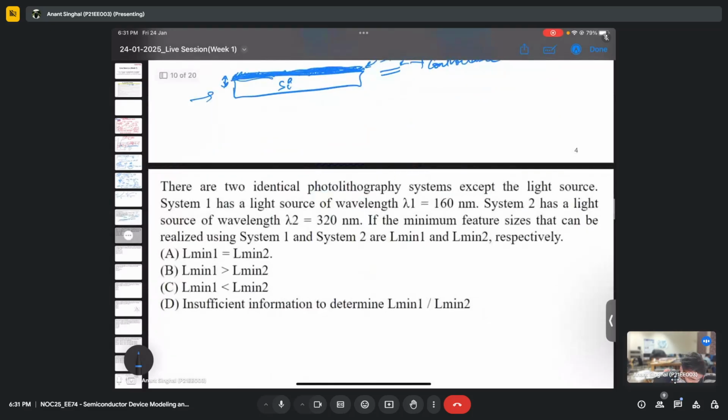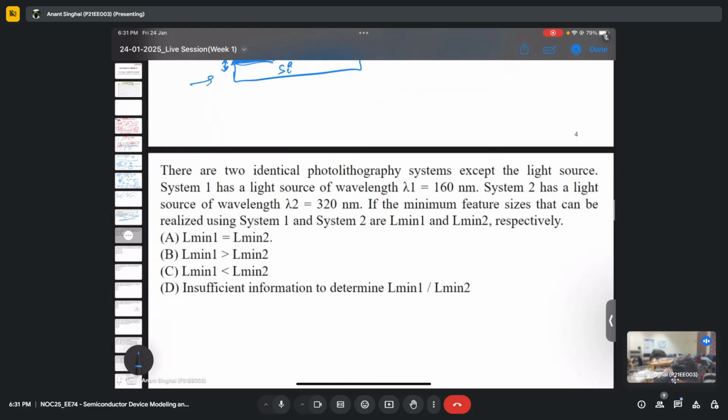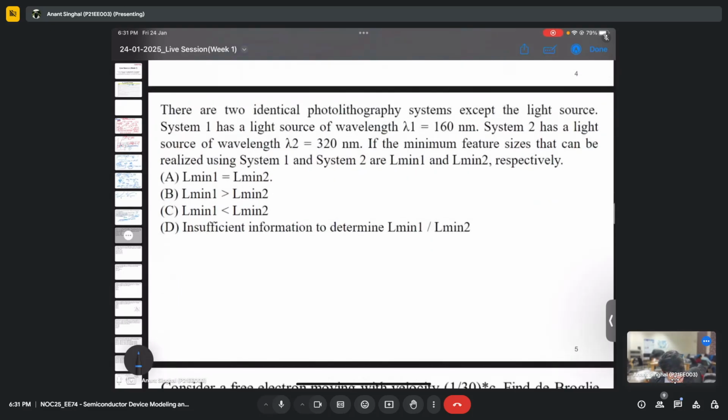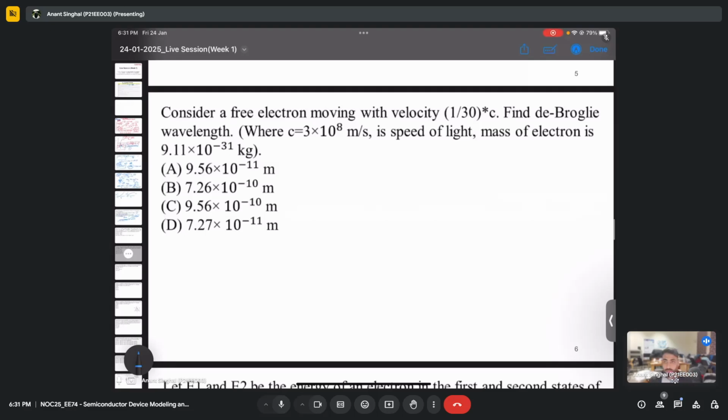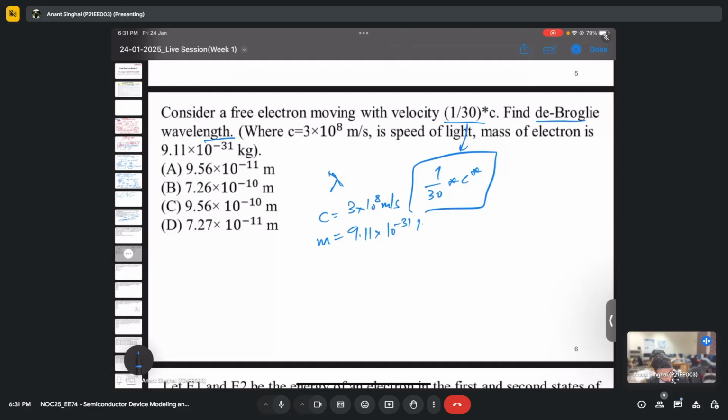So let's move towards the further problem. This we can cover later because it will include a certain concept. So let's cover this problem. It says: consider a free electron moving with a velocity which is 138 times the speed of light. We need to find the de Broglie wavelength, which I'm denoting with lambda, where c, the speed of light, is given as 3 × 10⁸ meters per second. The mass of the electron is also given: 9.11 × 10⁻³¹ kg.